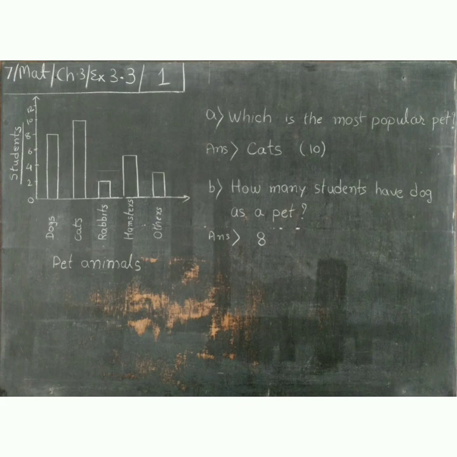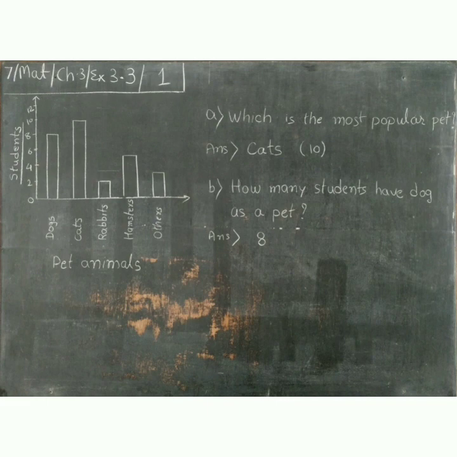Here, near the axis are dogs, cats, rabbits, others. It is the x-axis, whereas on the left hand side, where 0, 2, 4, 6, 8, 10, 12 is given, it is the y-axis. Okay. Now, please see on the left hand side, the numbers 0, 2, 4, 6, 8, 10, 12 are given.